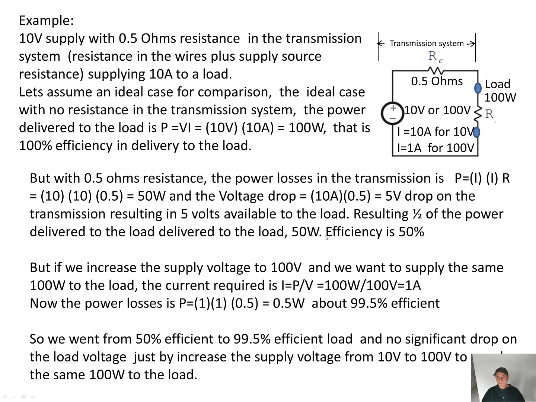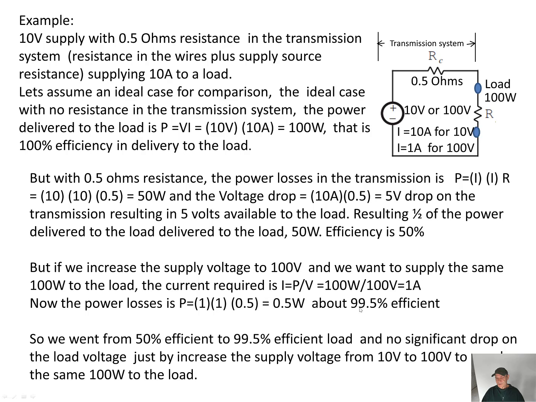But if we increase the supply voltage to 100 volts and we want to supply the same 100 watts to the load, the current required now is I equals power over voltage, which is only 1 amp. In other words, to deliver the same 100 watts, instead of 10 amps, now it's 1 amp because the voltage is 10 times higher. Now the power loss is I²R, which is half a watt, so the efficiency is 99.5%.